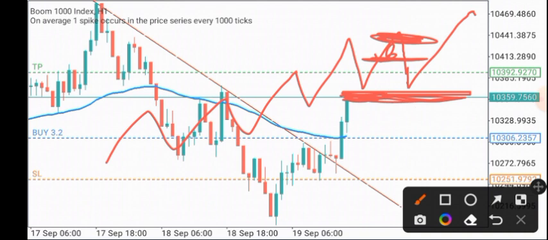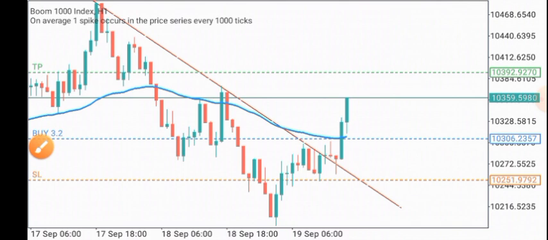Don't ever say because you want to risk less that from here to here is too much, and so you go and place it here. If it's more than what you are willing to risk, then you probably should not enter, or you probably should reduce your lot size. Okay, so this is how to set stop loss. Don't pity yourself too much and then go and make your stop loss too tight.